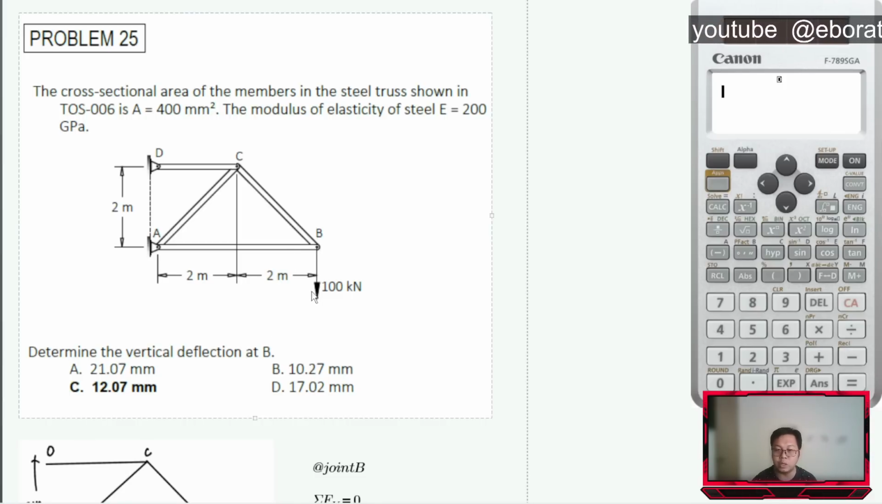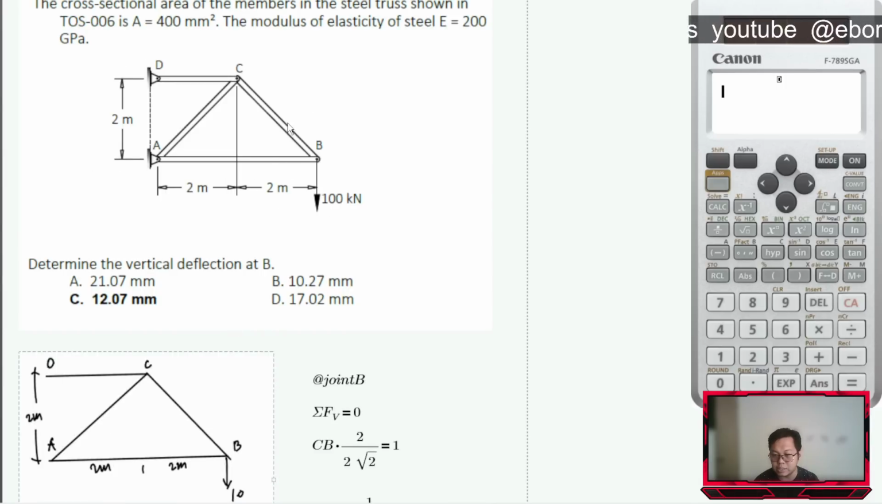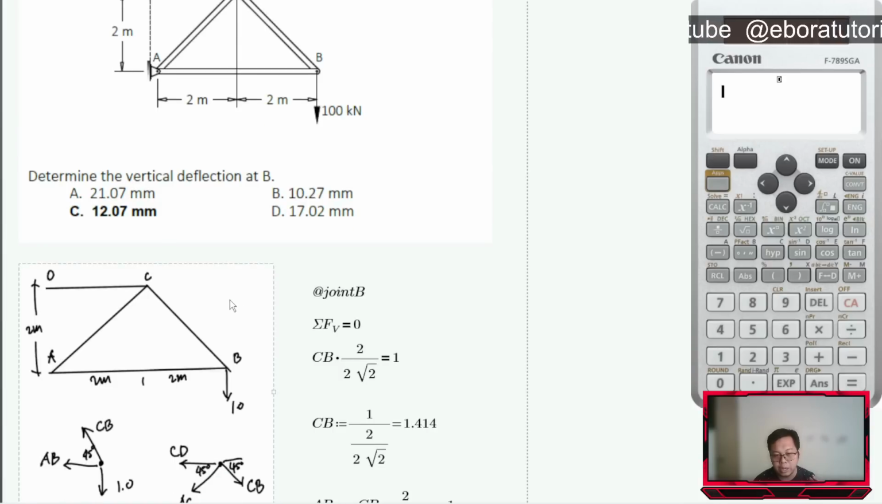So meron tayong virtual truss, which is, ito yung nasa solution ko. Meron tayong virtual truss, tapos ang load is actually 1.0 downward din. Again, the load will be on B kasi we want to solve for the displacement sa B. So, ang gagawin lang natin is to solve for the actual bar force sa truss, and then we will also solve the virtual bar force sa truss, and then we will multiply, di ba?